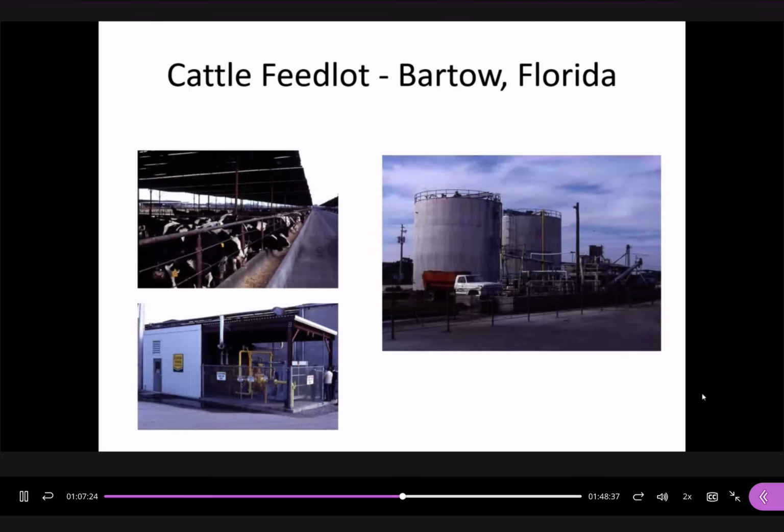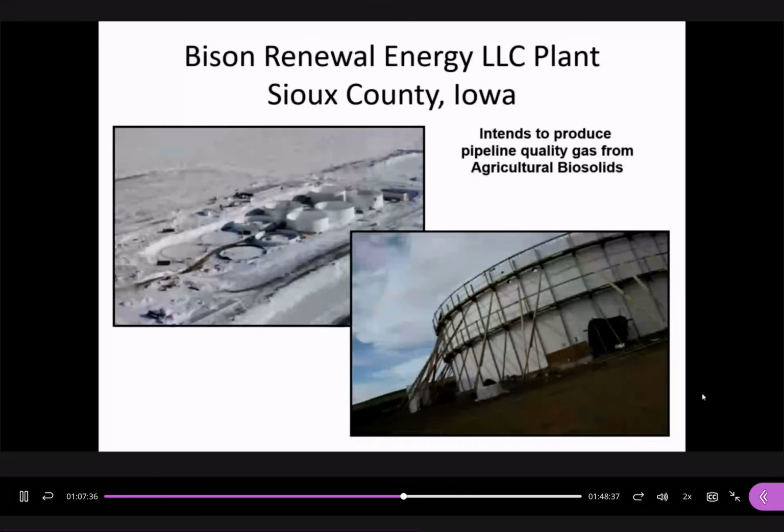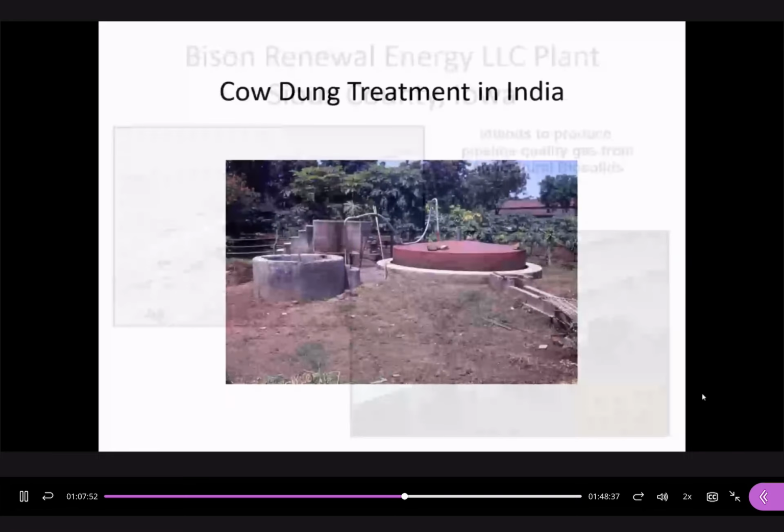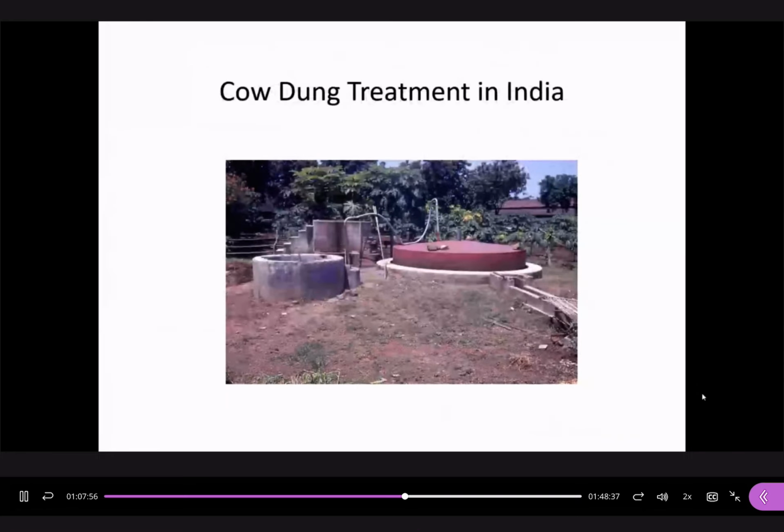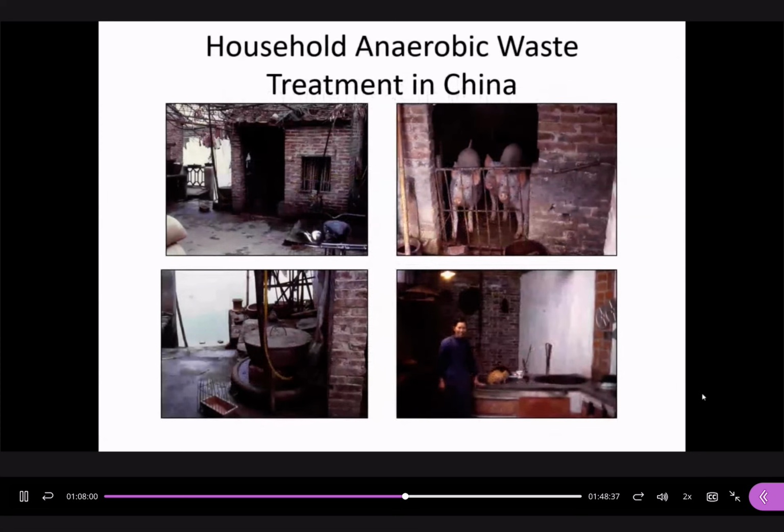Anaerobic treatment is used in different scenarios. Here is a type of agricultural wastewater. Another example: produce pipeline quality gas from agricultural biosolids, agricultural waste. You get some methane, of course. Cold down treatment in India as well as in mainland China in the old days, right? 沼气, biogas, right? So it's the same technology.